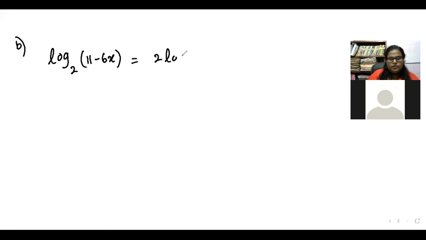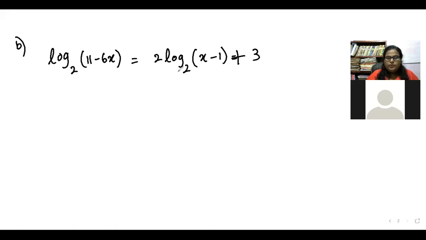This is part B of question 9. The equation is given like log base 2 of (11 minus 6x) equals 2 log base 2 of (x minus 1) plus 3, right? I can't remember the equation exactly, but this is the equation you have been given.